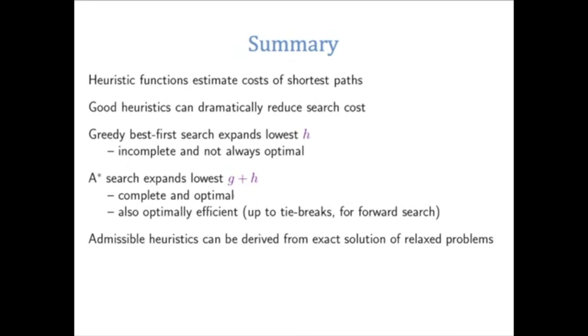Now, we looked at two best first searches. Greedy best first search expands the node with the lowest H, that is, the lowest cost from the node we are now to the goal, but it's incomplete and not always optimal. A star search instead expands the node with the lowest total cost from the start state through that node to the solution. And that's complete and optimal, and it's also optimally efficient. And finally, we looked a little bit at admissibility and noted that admissible heuristics can be derived from exact solutions of the relaxed problem.